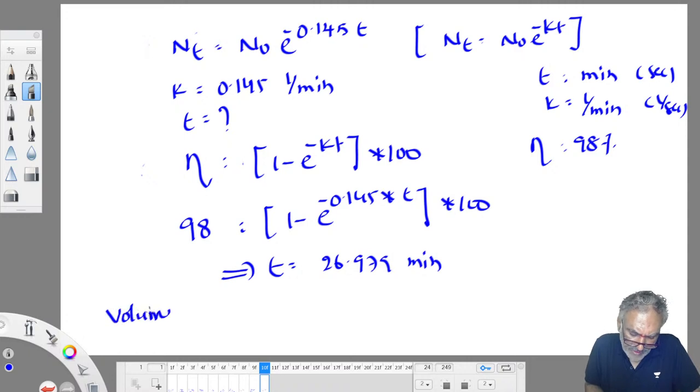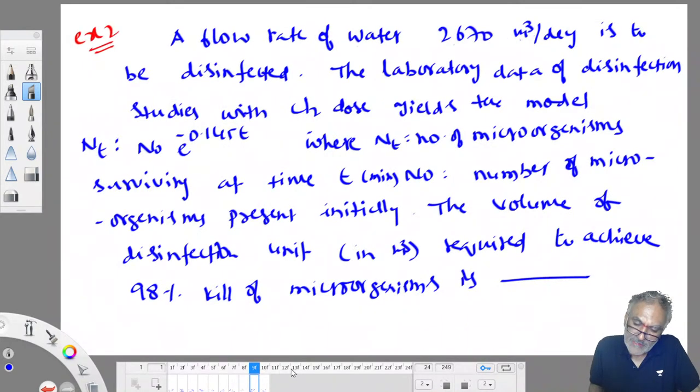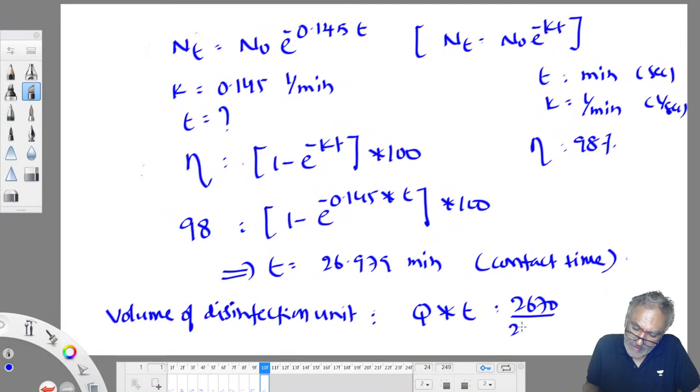So the volume of disinfection unit is nothing but Q into T, where T is the contact time or detention time. Q is given as 2670 meter cube per day, so I am converting days into minutes: 24 by 60 into 26.979. Simplify and you will get the volume of disinfection unit. This is in meter cube per minute into minutes, so you will get the answer in meter cube straight away. Come on, what is the answer?